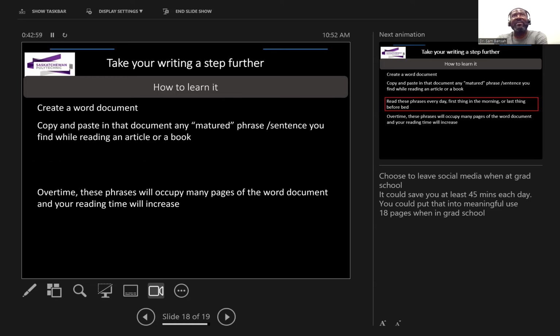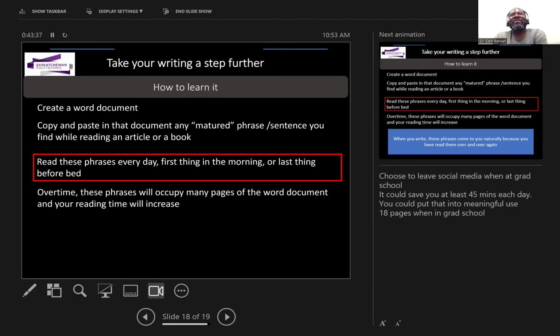And what? I copy and paste in that document any phrase or sentence I find whilst I'm reading an article or a book. So when I'm reading an article or a book online, and I see phrases like that, I just copy them and paste them in Word. So I have that document there. I said, oh, I like how this thing is nicely summarized. I like how this phrase is coined. So I copy and paste it in Word. So I keep adding to it and I number them that way. So they are in that Word document.